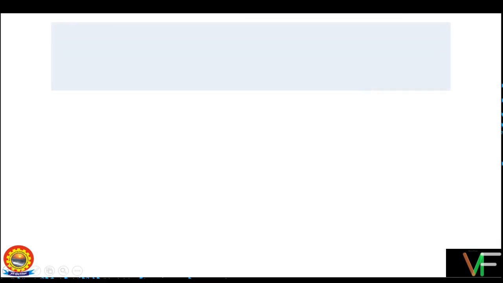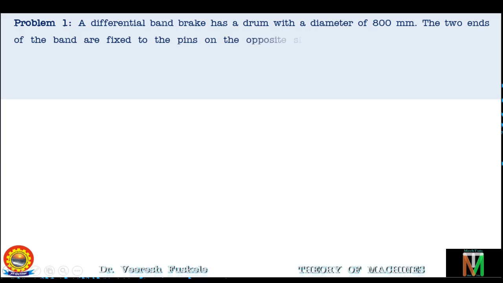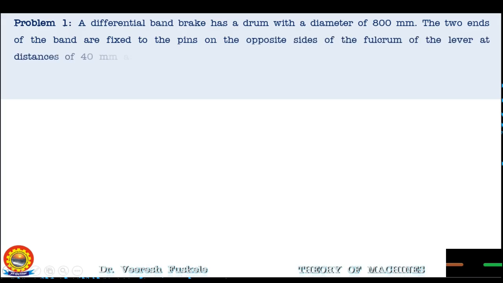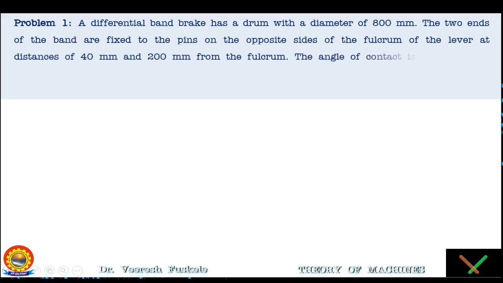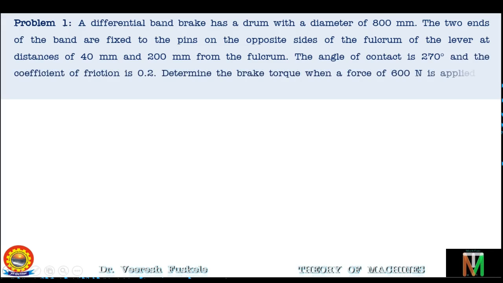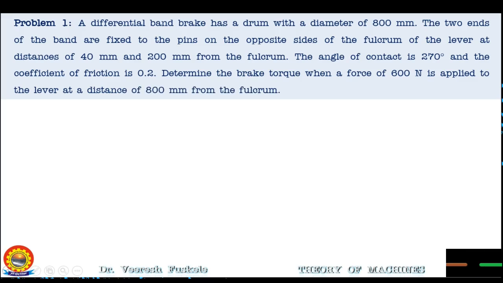The problem statement is like this. A differential band brake has a drum with a diameter of 800 mm. The two ends of the band are fixed to the pins on the opposite sides of the fulcrum of the lever at distances 40 mm and 200 mm from the fulcrum. The angle of contact is 270 degrees and the coefficient of friction is 0.2. Determine the brake torque when a force of 600 Newton is applied to the lever at a distance of 800 mm from the fulcrum.